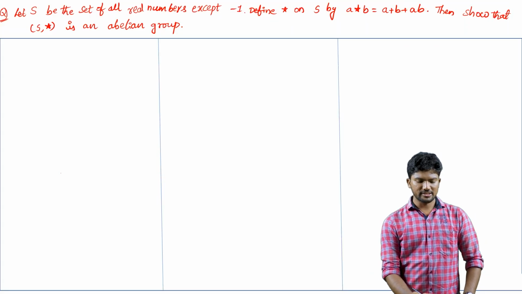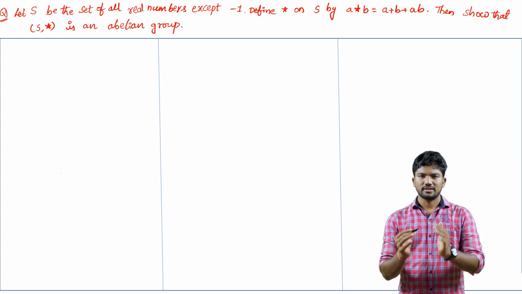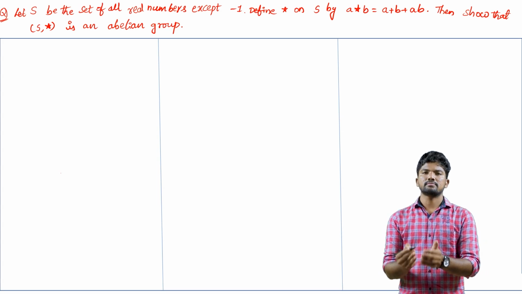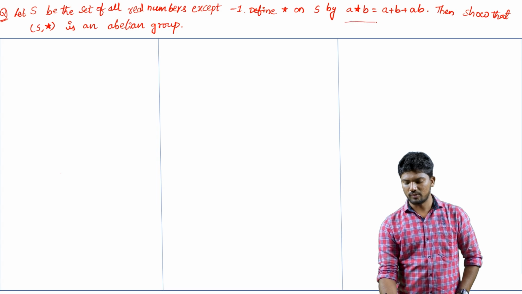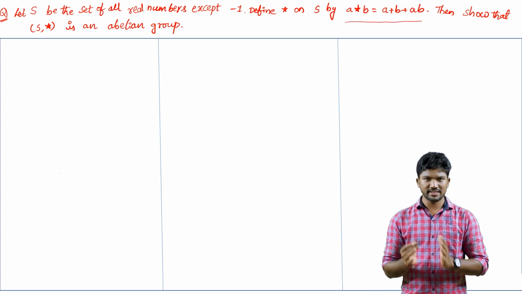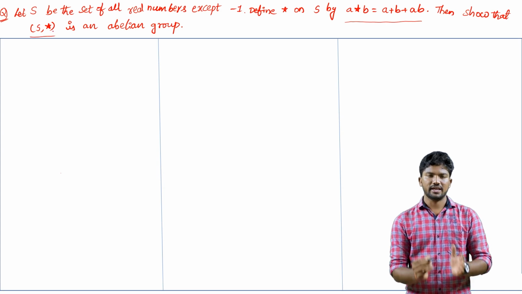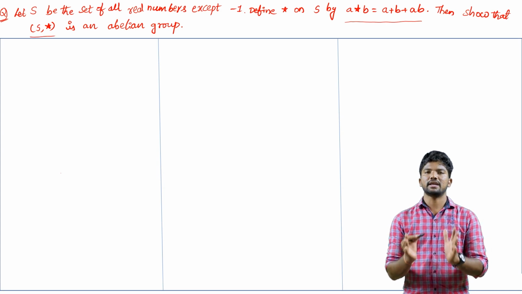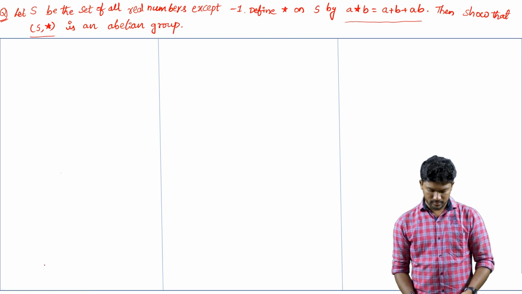Let capital S be the set of all real numbers except -1. Then define star on capital S by A star B is equal to A plus B plus AB. Then by using this condition, we have to prove that the pair S comma star is an abelian group. Okay, so we can start the answer here.